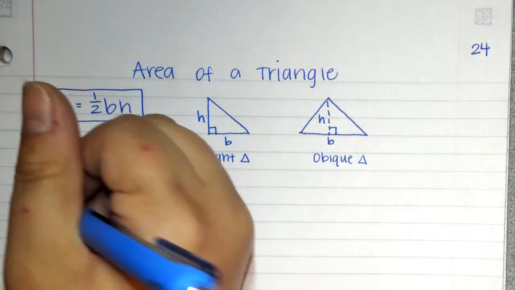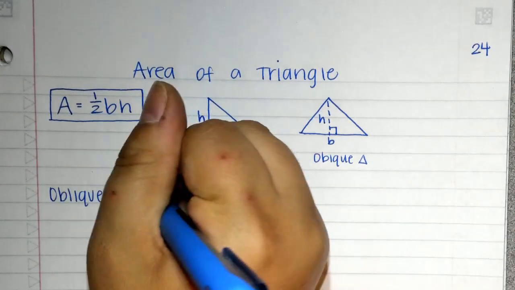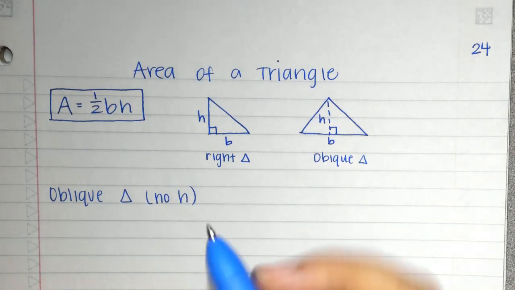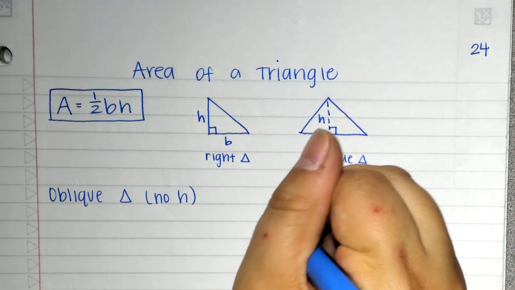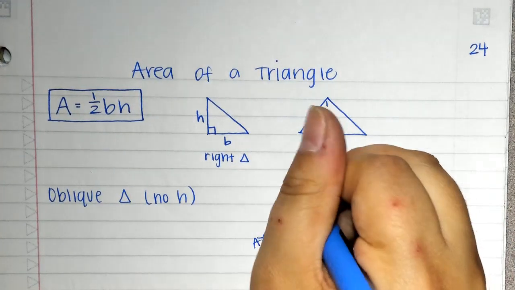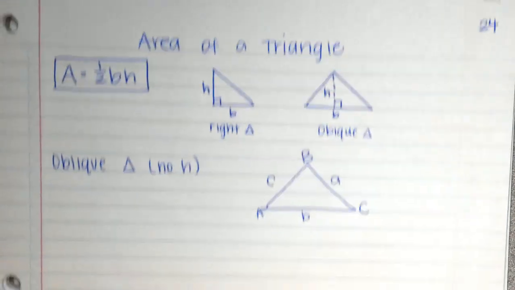But what if you have an oblique triangle with no height? What if I have a triangle with just angles and sides? Like this.